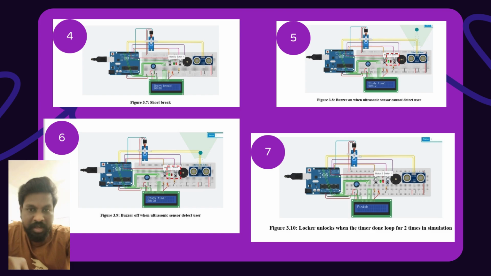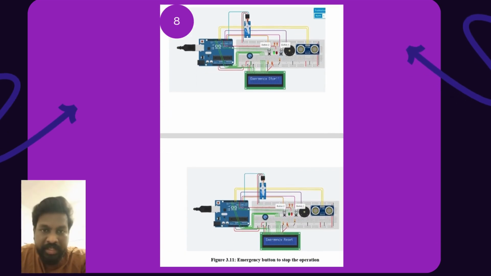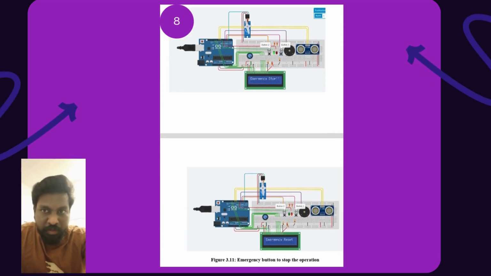The operation is shown in the figure. After that, the last step was the emergency button to stop the operation. When button 2 is pressed, the timer will immediately stop counting and the servo motor will directly turn back to 0 degrees and unlock the locker. Button 2 acts as an emergency button and resets the operation once button 2 is pressed. So the LCD will display emergency stop, and the whole process will stop at this time.